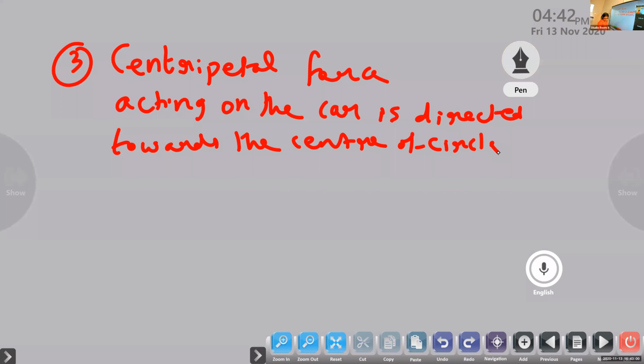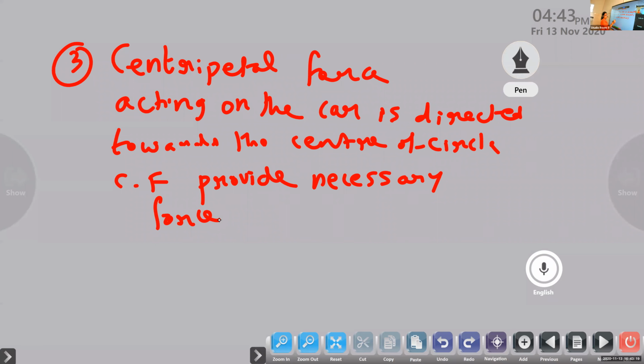Thus we can say the centripetal force is provided by the necessary force of friction. So there is no need of additional force. The force of friction acts between the tires of the car and the road.